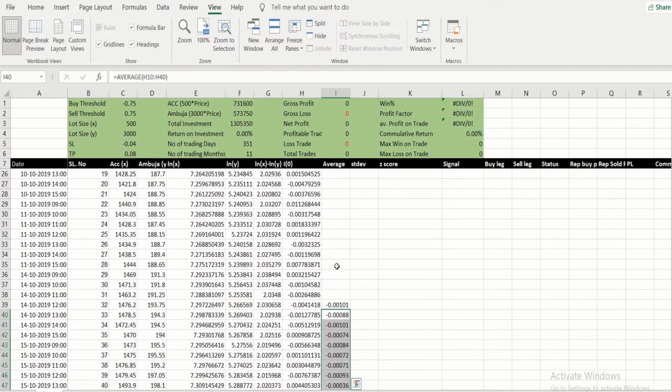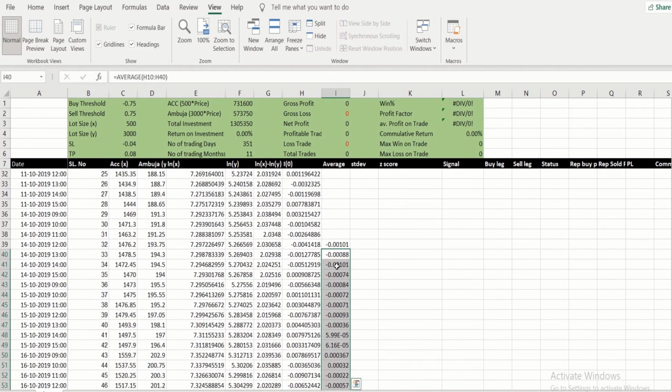Now let's move to the next column. The similar logic holds for column J also, where we will calculate the standard deviation of the spread. Now in column K, we need to calculate the Z score.